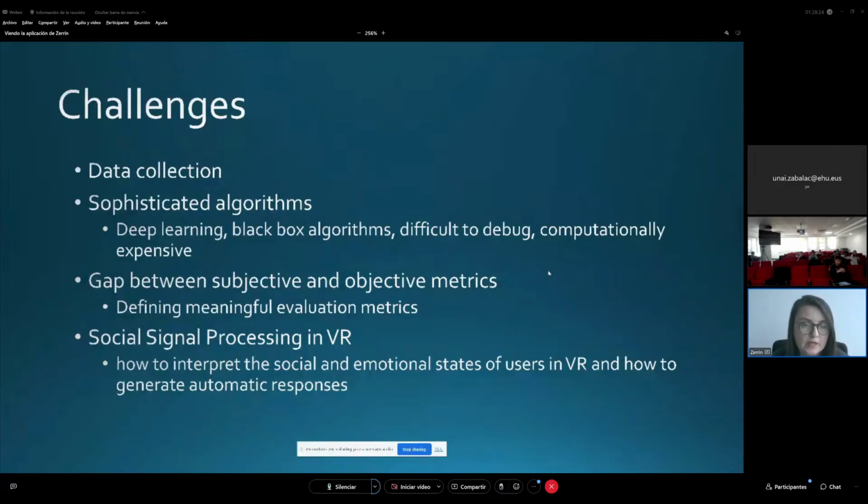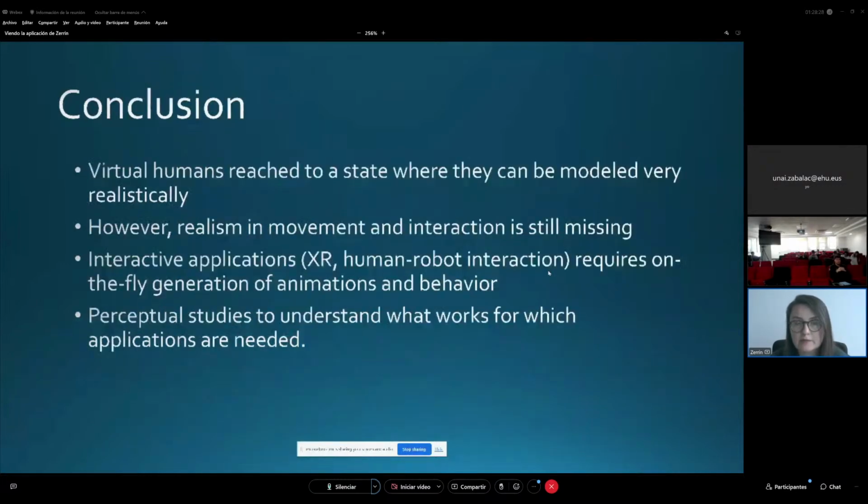So in conclusion, virtual humans have reached a state where they can be modeled very realistically, but realism in movement and interaction is still missing. Interactive applications require on-the-fly generation of animations and behavior, and we need to do perceptual studies to understand what works for which type of application. So it's not about generating algorithms, but we have to critically analyze what works in different situations through subjective analysis.